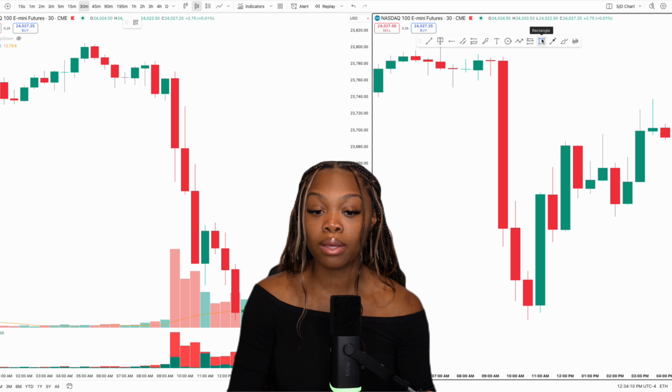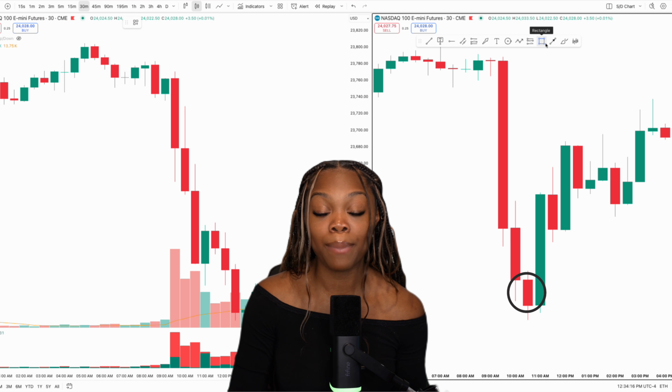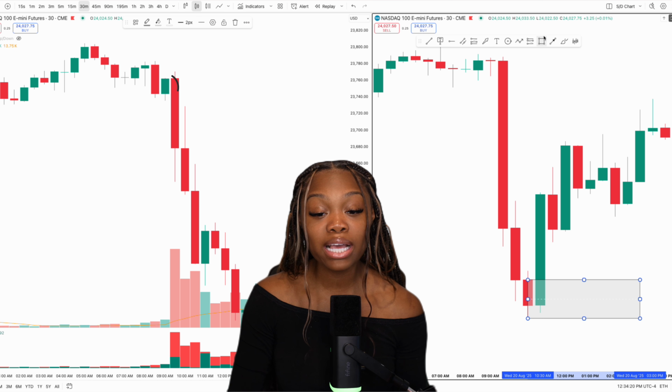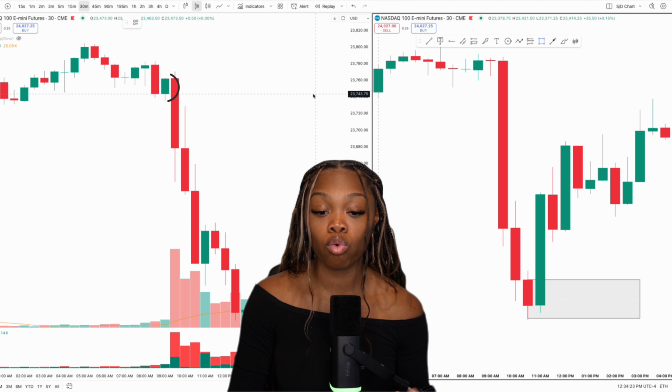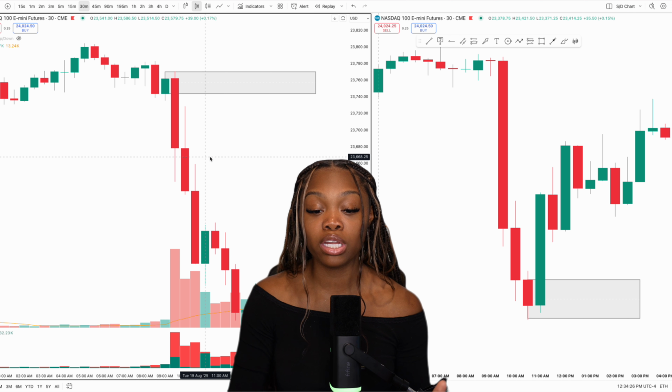This is usually going to be a small basing candle of the opposite color. So for a demand zone, a small red candle right before a strong green imbalance candle, I'm going to mark that from the open to the low. And for a supply zone, a small green candle right before a strong red imbalance candle, I'm going to mark this from the open to the high.